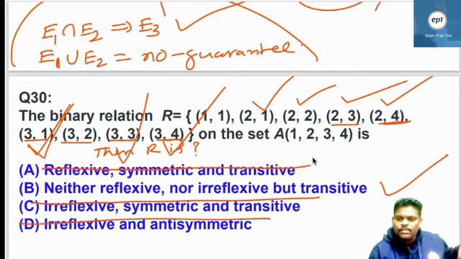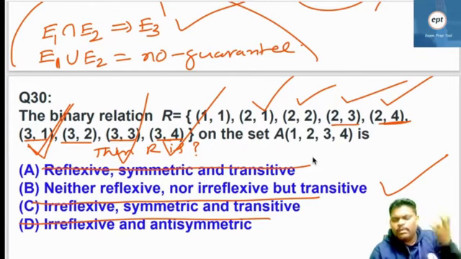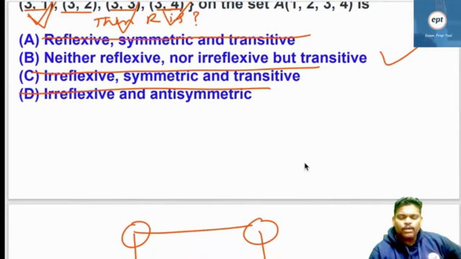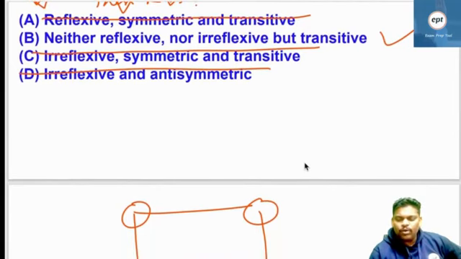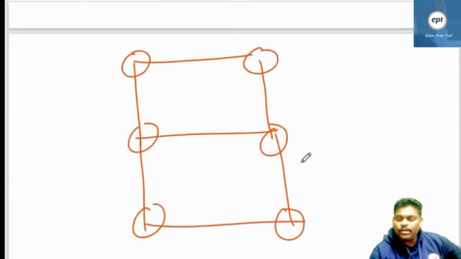Sir, relations and functions are an important topic in DM from the exam point of view. Read the class notes one time. If you are unlucky, whatever you left out, that only will come.